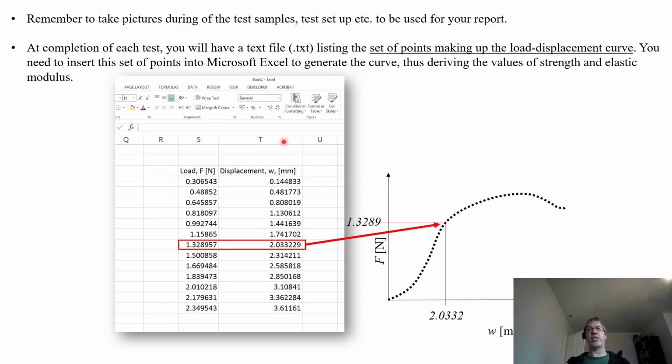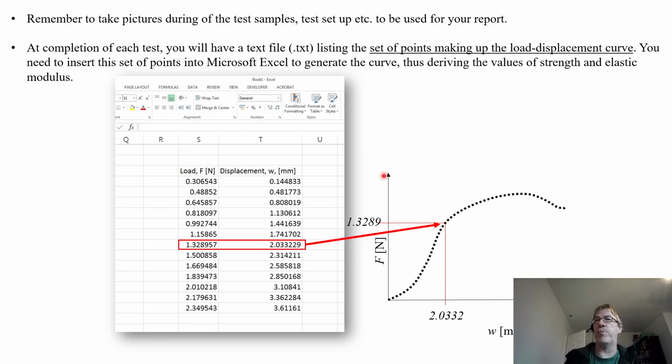At the completion of each test, you will have a text file, a comma delimited file actually, listing all of the points making up the load displacement curve. You need to put this into Microsoft Excel, generate your graphs, and then calculate your findings as such. We will be going over this in our tutorial sessions using Microsoft Excel, so please go and attend all of those if you can.